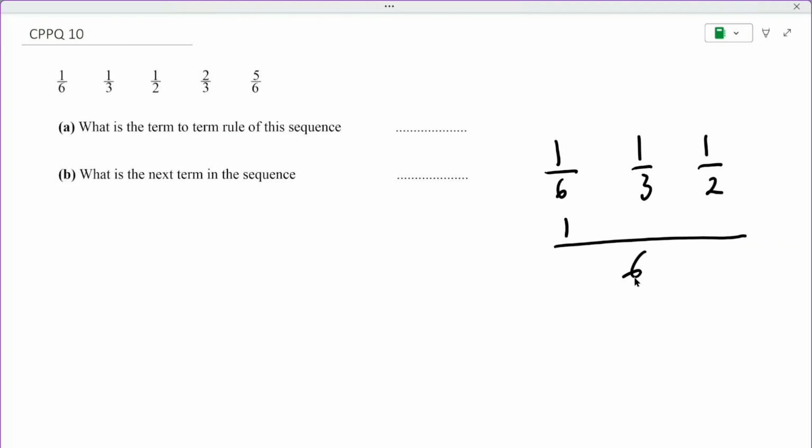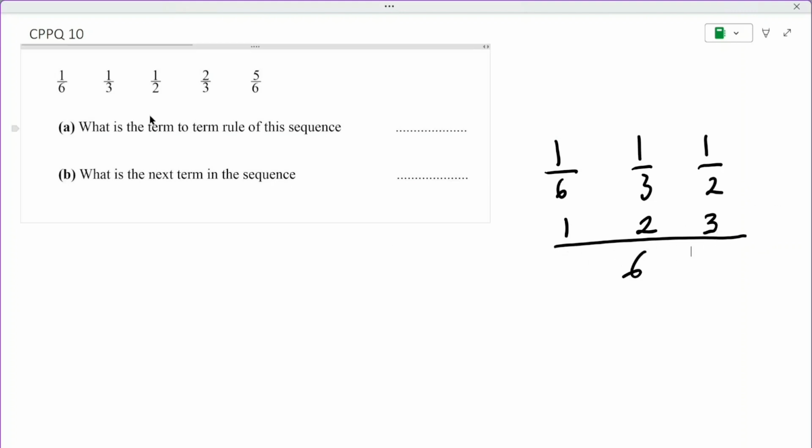Then we'll go for the next. 6 divided by 3 will give you 2. 2, which is the result, times the numerator, which is 1. 2 times 1 is 2. We go for the third, which is 6 divided by 2, that's 3. The result, which is 3, times 1, that's 3. So we are having an increase. 1, 2, 3. It's going up that way.